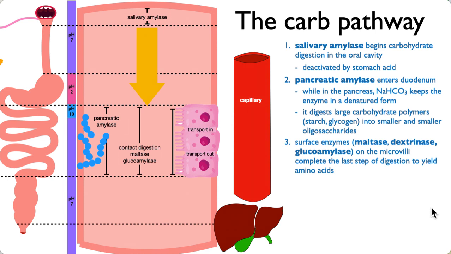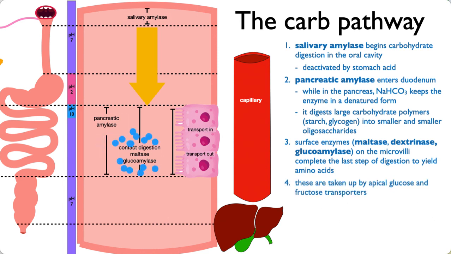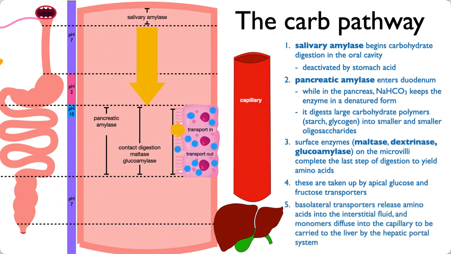Now, after the breakdown products have gotten small enough, they bump into the enzymes on the surface of the intestinal cells for more contact digestion. And these are enzymes with names like maltase, dextrinase, glucoamylase. They're on the microvilli. They break down the carbohydrates into the individual glucose and fructose monomers, and those are transported across the apical membrane into the cell, across the basolateral membrane into the interstitial fluid, then into the capillary, and then on to the liver where they can get processed as well.